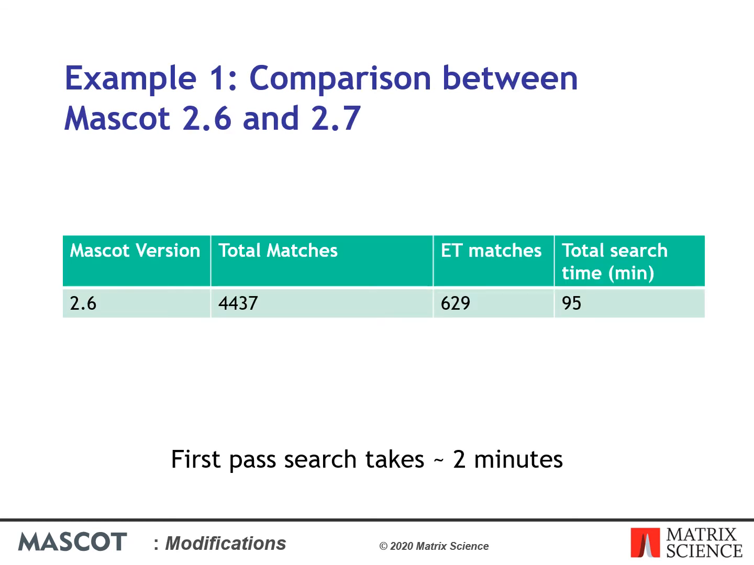The search had a total of 4,437 PSMs above the homology threshold, including 629 error-tolerant matches, and took 95 minutes with Mascot 2.6. With Mascot 2.7, you can see we have a very slight increase in the number of significant and error-tolerant matches, but the results are essentially the same. However, the search was significantly faster, taking 79 minutes. That's 17% faster.